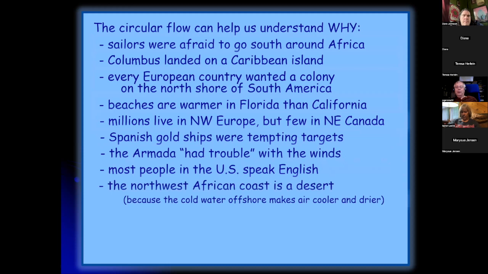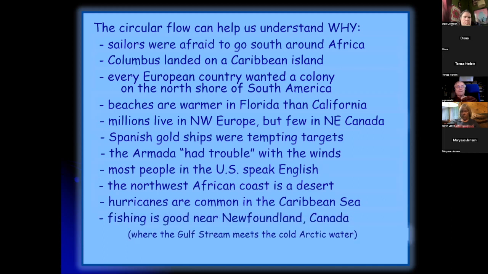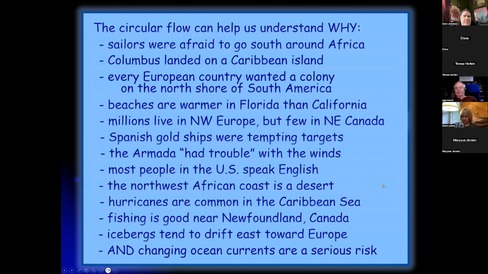It helps explain why that part of Africa is a desert, as is Southern California, why hurricanes are very common off of Miami and extremely rare off of California, why fishing is good near Newfoundland, why icebergs tend to drift eastward toward Europe and knock down ships like the Titanic and things like that on the way, and why climatologists think that changing ocean currents are a serious risk right at the moment, and something that just doesn't show up in the news very much, but it's a problem.